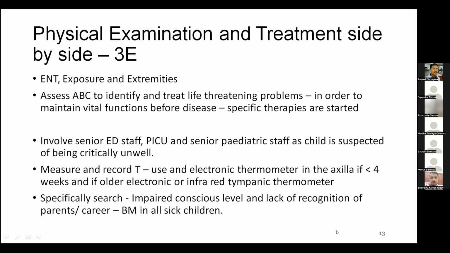Also measure and record temperature. For pediatric age groups, we can use an electronic thermometer in the axilla if the child is less than 4 weeks of age. For older children, an electronic or infrared tympanic thermometer can be used. But for less than 4 weeks of age, it is not reliable to use the tympanic thermometer, which we basically use in the department. So for less than 4 weeks, it is better to go with the electronic thermometer. We also have to red flag impaired consciousness level and lack of recognition of the parents and carer.